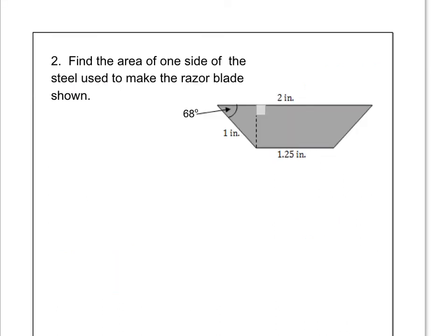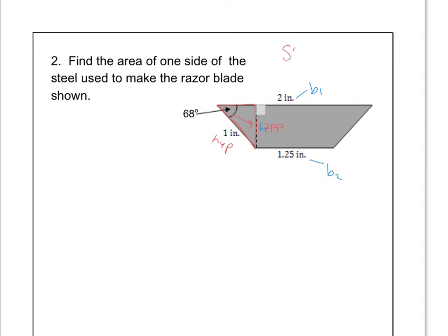Number 2, find the area of one side of the steel used to make this razor blade shown. So again, it looks like I have base 1, I have base 2, but we do not have the height. We need that height. This time, I think what we could do is use a little SOHCAHTOA because they give us one of the angles there. So if you think about that 68-degree angle, I think the 1 is the hypotenuse on this triangle over here, and the h is opposite.